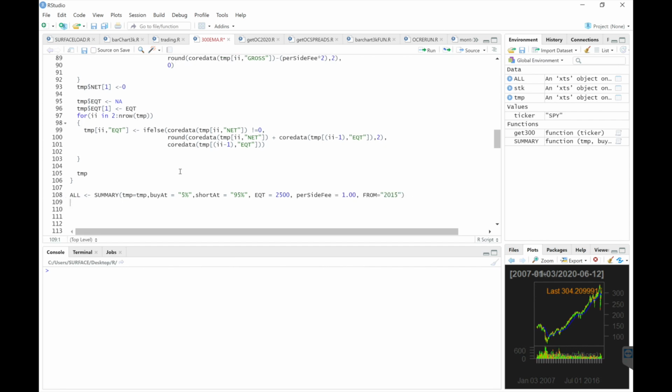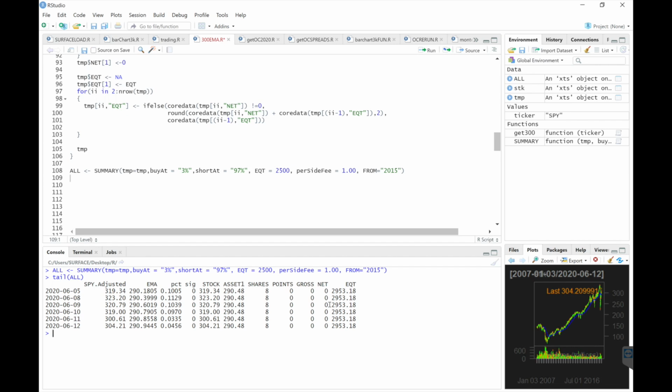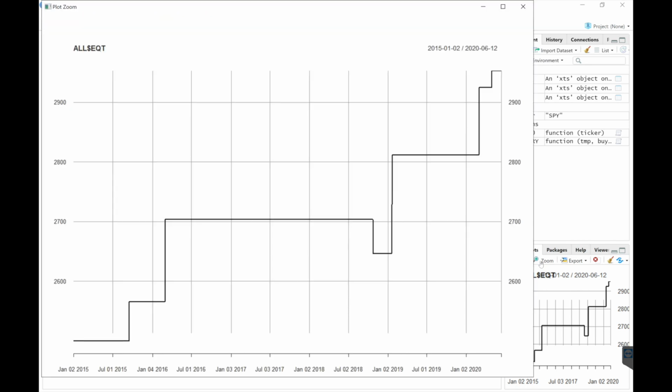Great. So we could adjust the parameters. We'll set this equal to 3%. And this top range, 97%. Get the tail. So here we have more gains. So we'll take a look at our equity curve. So this is a better looking equity curve.